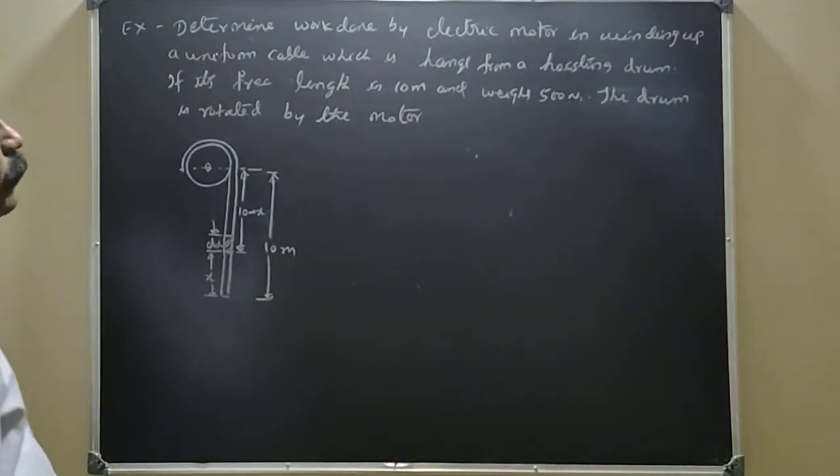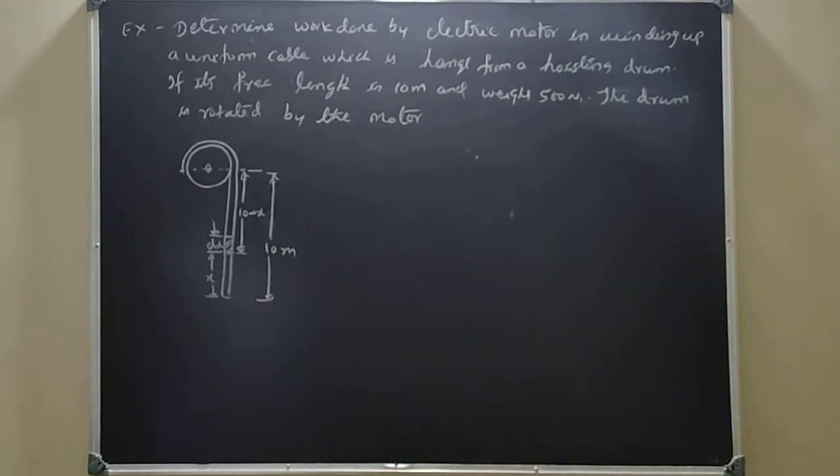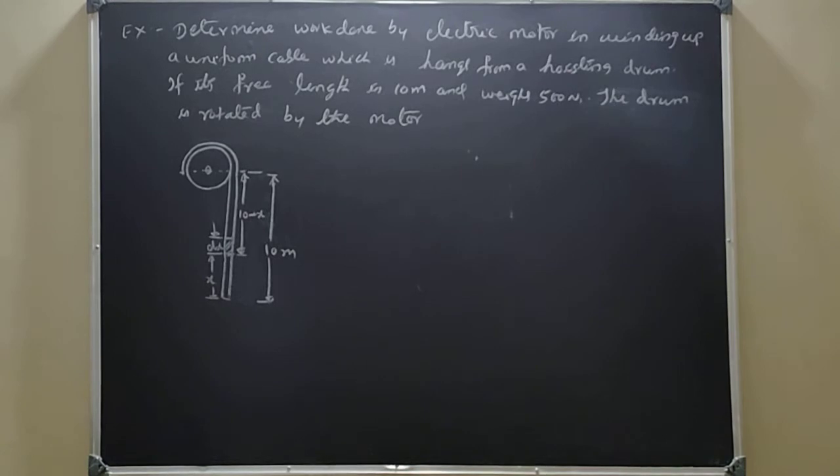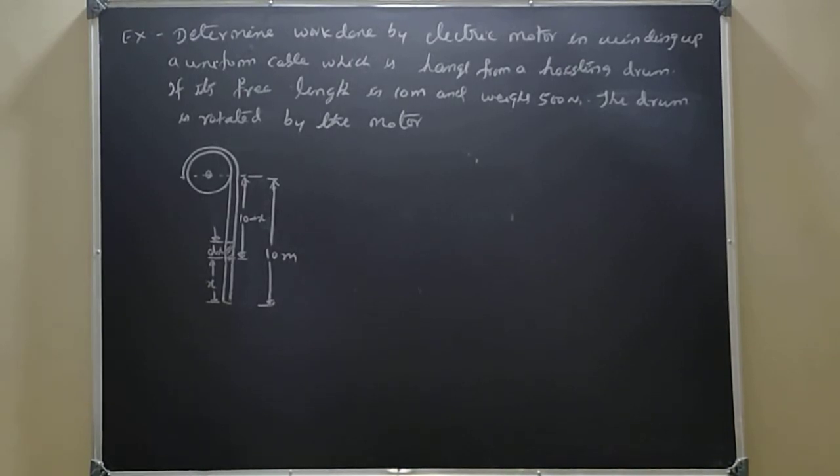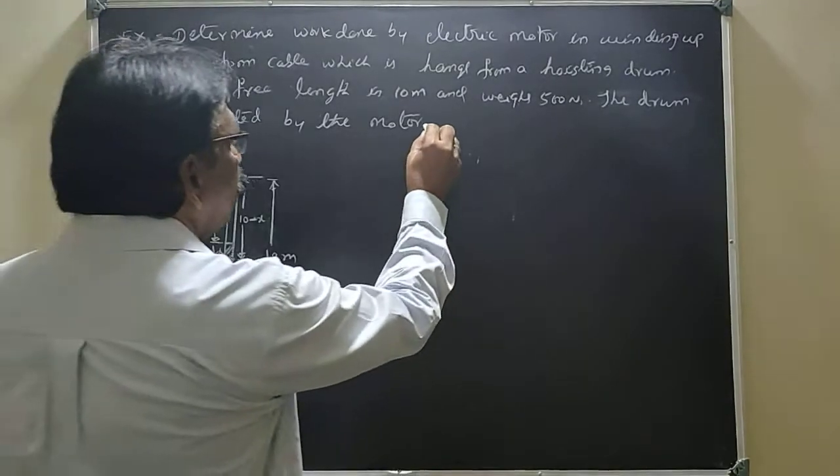So another problem on work done: determine the work done by an electric motor in winding up a uniform cable which hangs from a hoisting drum. If its free length is 10 meter and weighs 500 Newton, the drum is rotated by the motor. Now the work done is to be calculated.